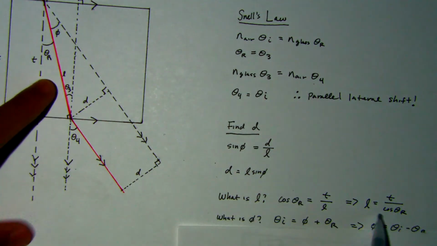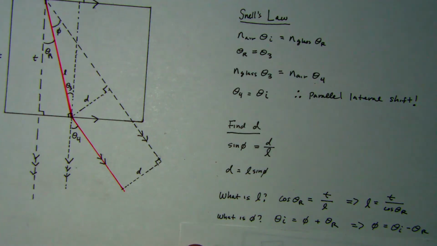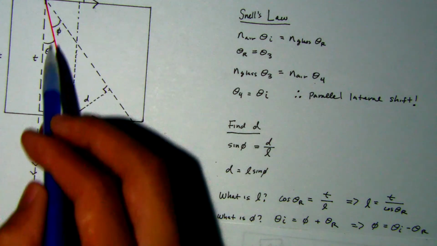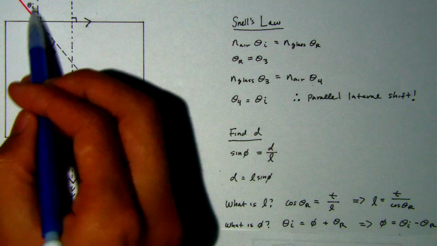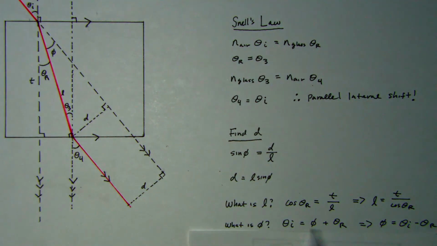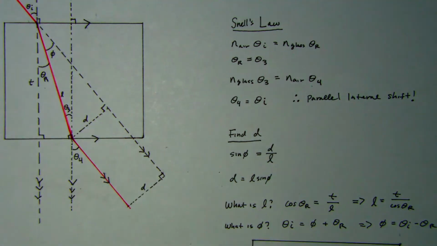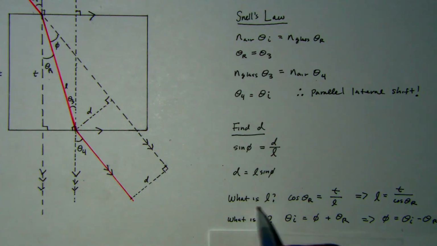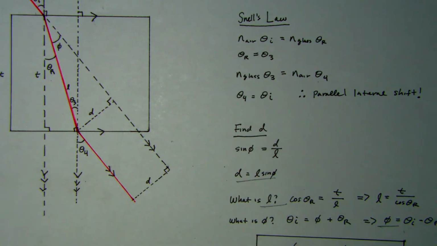Okay, so what is phi? This is an unknown angle. Well, we can use our geometry rule, as you can see right here, that the angle of incidence is equal to the angle of refraction plus the unknown angle phi. So that way we can solve for phi to be the incidence angle minus the refraction angle. So now that we have all our components, L and phi, we just plug them into this equation right here to solve for d.